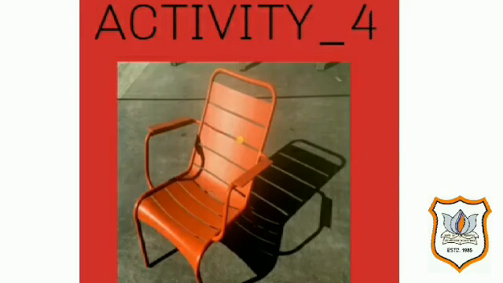Let us understand activity 4. Place a chair in the school ground on a sunny day. What do you observe from the shadow of the chair? Does the shadow give an accurate picture of the shape of the chair? If the chair is turned around a little, how does the shape of the shadow change?